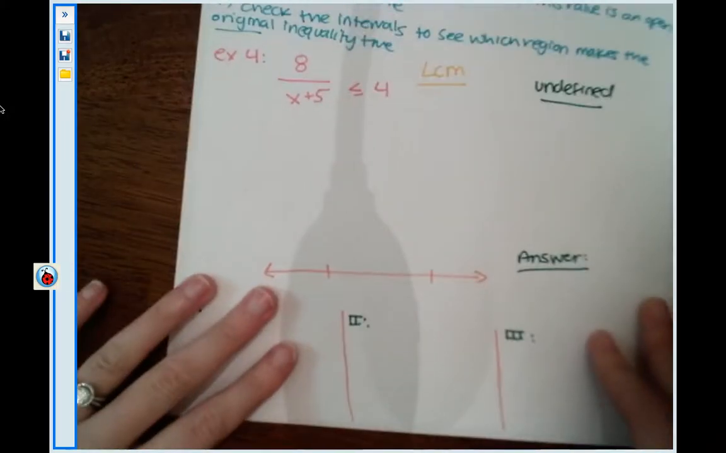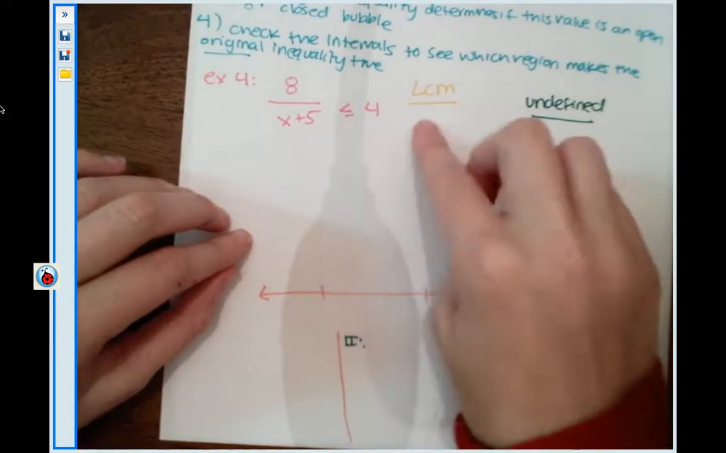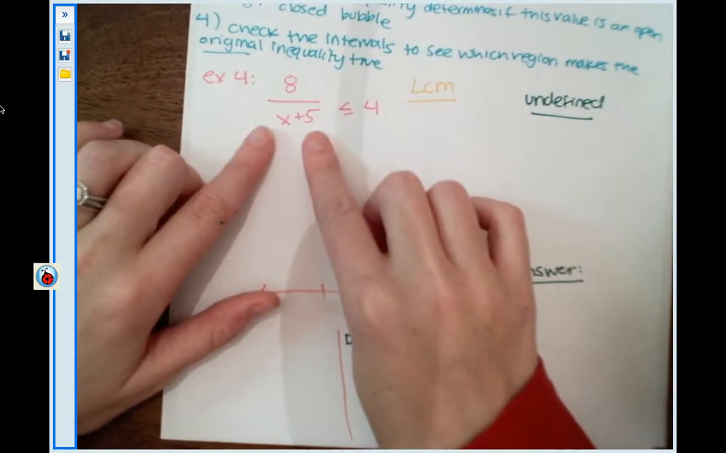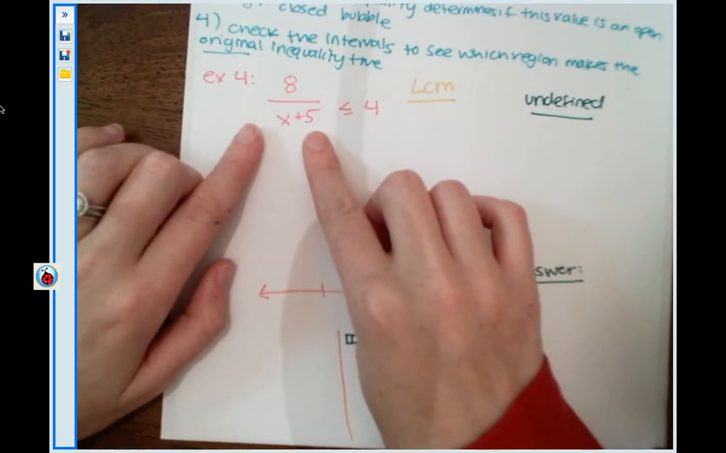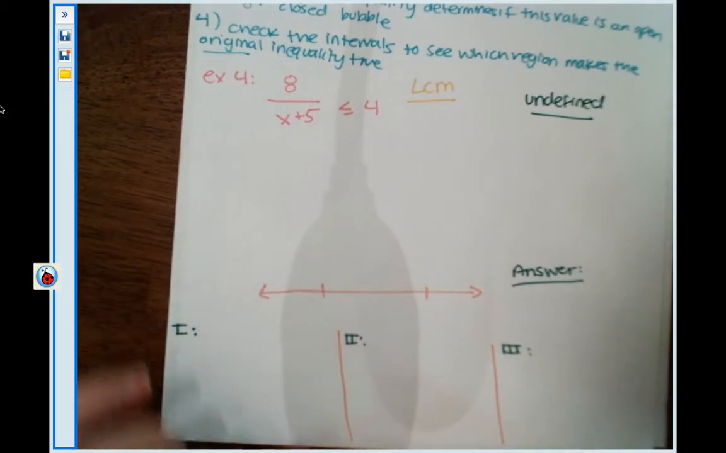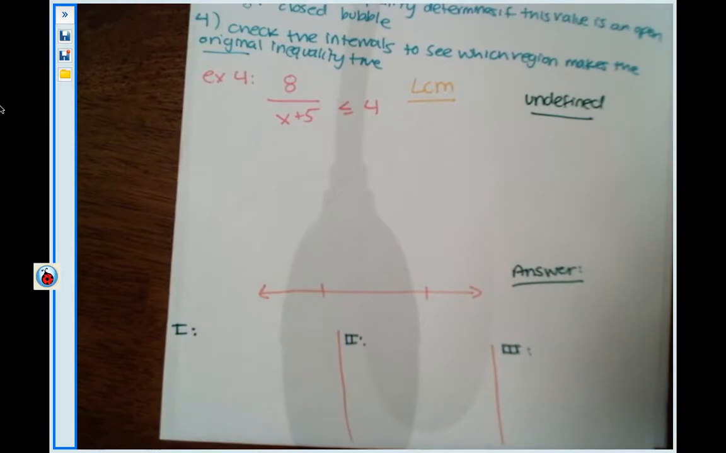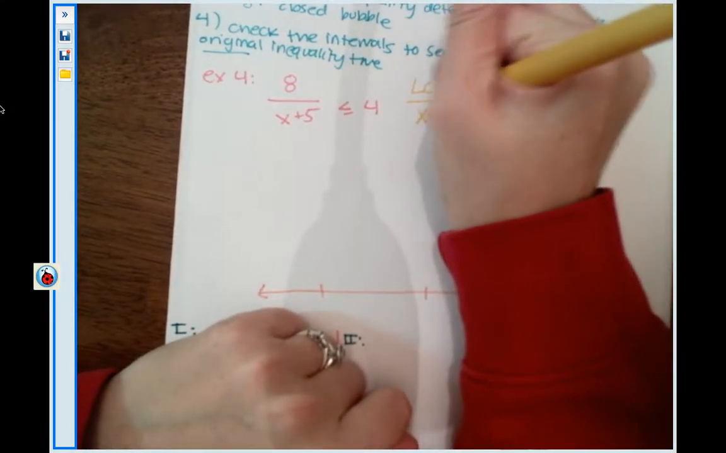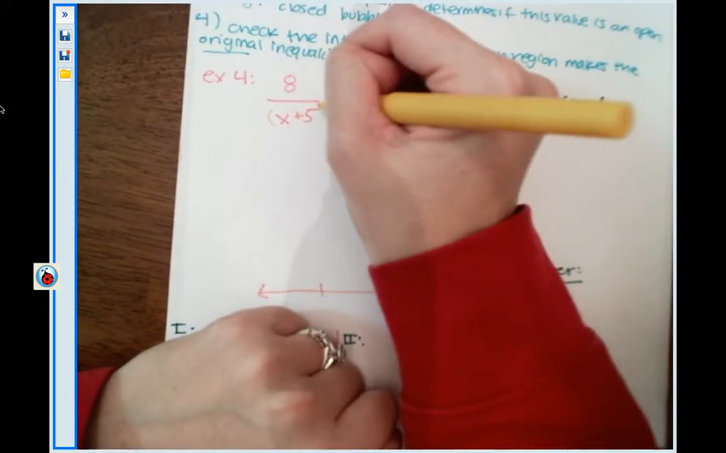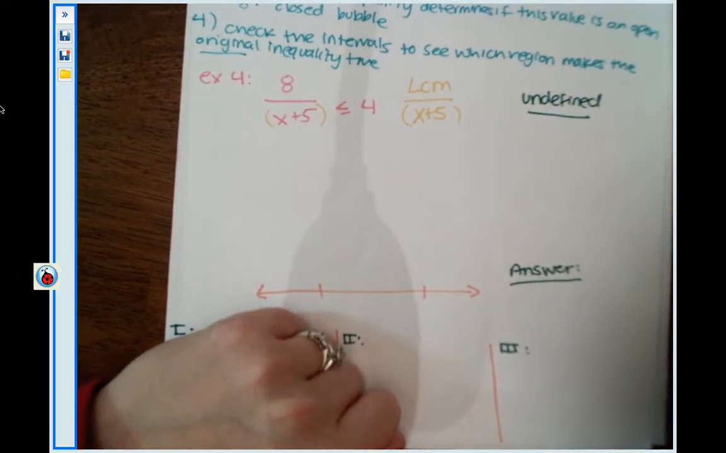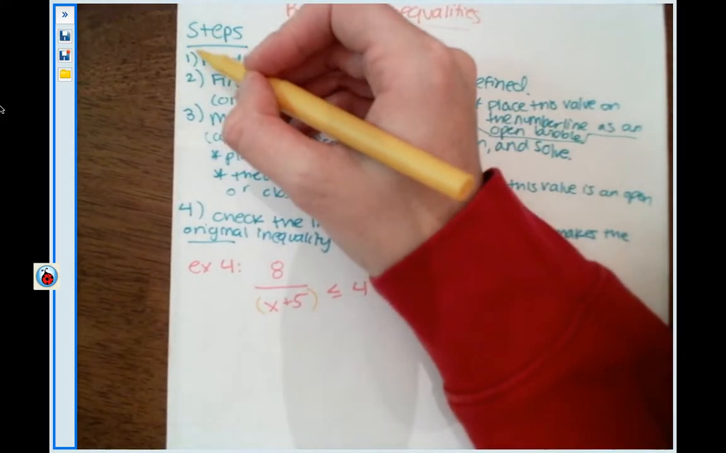Our LCM, we look at all the denominators, and the only denominator I see is x plus 5. This actually makes my life easier because when we find the LCM, we just grab one of every different thing that we see in the denominator. Since I only have one thing in the denominator, that's the only thing that will be my LCM. So my LCM is simply x plus 5. Bam. If you want to put it in parentheses, you can. It doesn't matter, though. My first step is done.